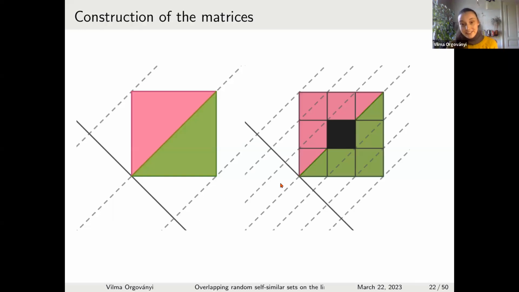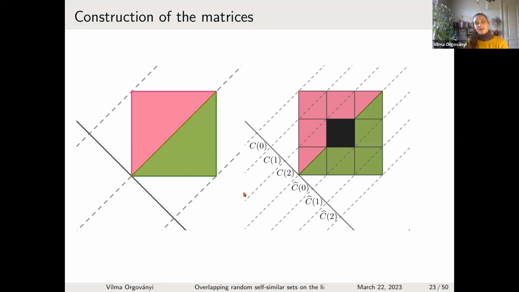And what is very nice is that if we go to level 1 from level 0, then in the big pink triangle and in the big green triangle, in these 3 columns of the big pink and the big green triangle, the rescaled version of these shapes will repeat. So we call these columns C0, C1, and C2, and C hat 0, C hat 1, and C hat 2.